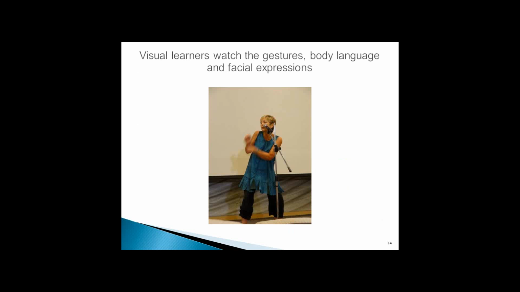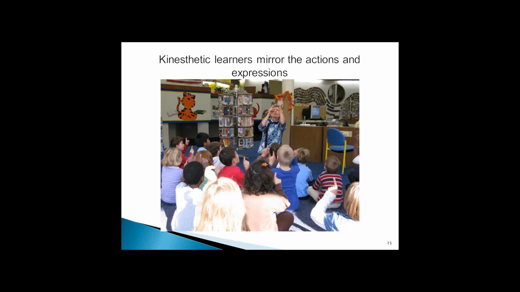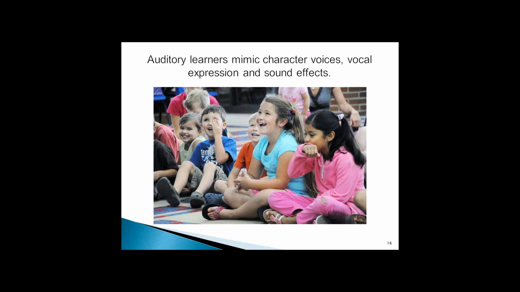The visual learners watch the gestures and the body language and the facial expression. And you'll often think that they're not paying attention because they seem to just be staring. But they are getting the story, they're processing the story through the visuals that you're giving them. The kinesthetic learners mirror the actions and the expressions of the storyteller. In this picture, you can see the audience is doing exactly what I'm doing on stage. Auditory learners mimic character voices, vocal expression, and sound effects, and they have a really good time.